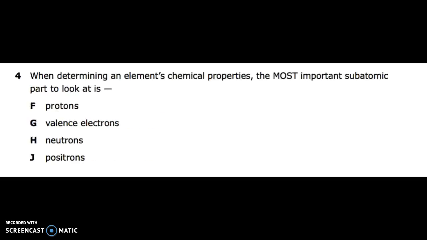Number 4. When determining an element's chemical properties, the most important subatomic part to look at is F. Protons, G. Valence electrons, H. Neutrons, J. Positrons.